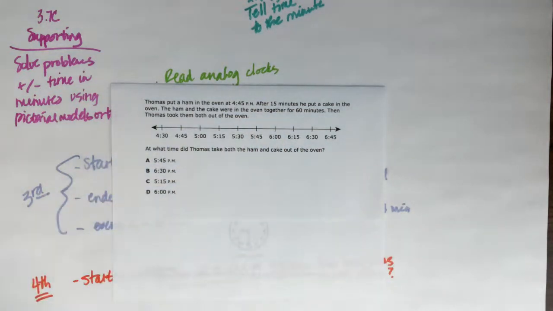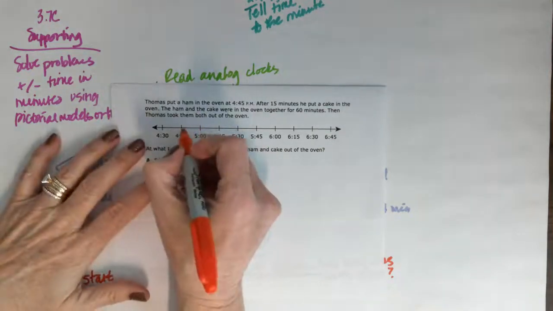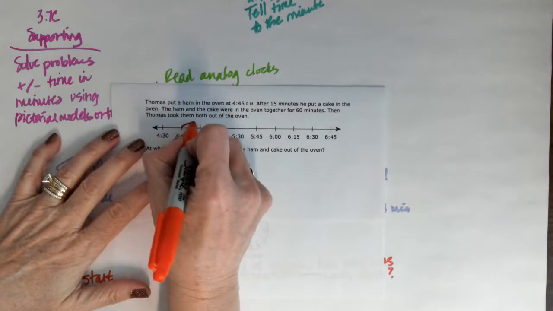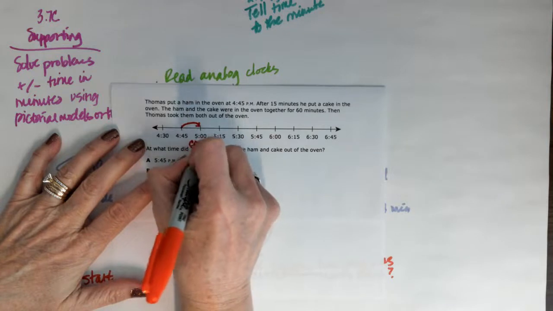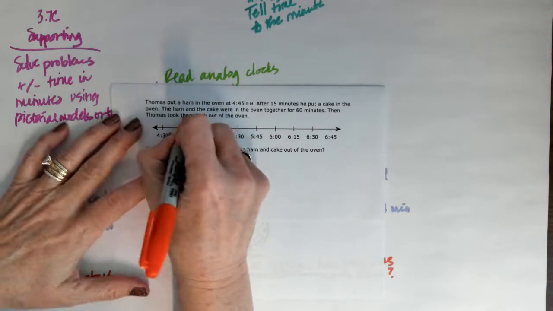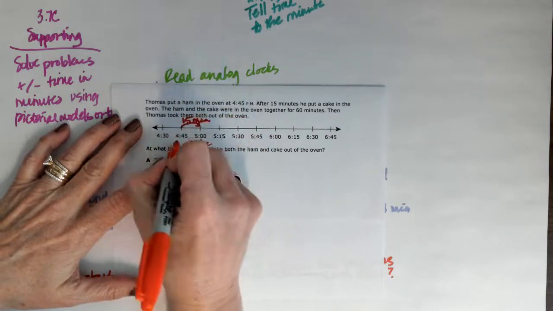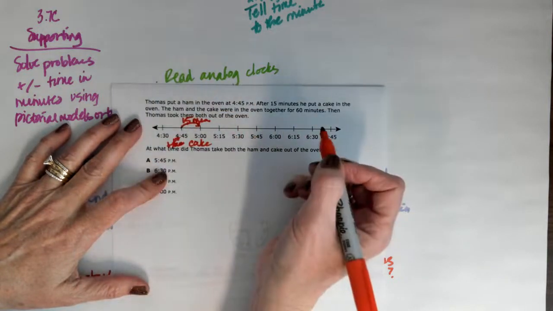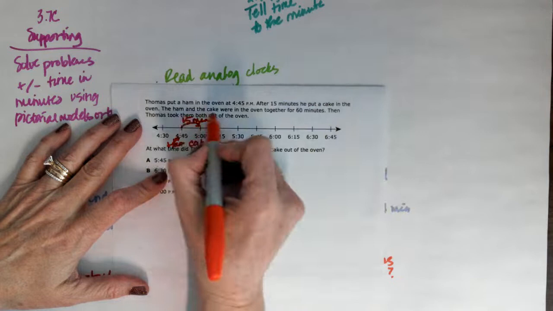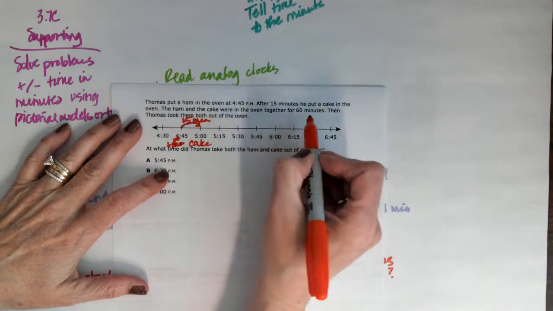So the best strategy for this, again, like we've talked about in other units, is label, label, label. So I would say, here's my start time, 15 minutes. What happened here? Here is where he put the cake in. This is my 15 minutes. This was where the ham went in. Then what happened? The ham and the cake were in the oven together for 60 minutes.